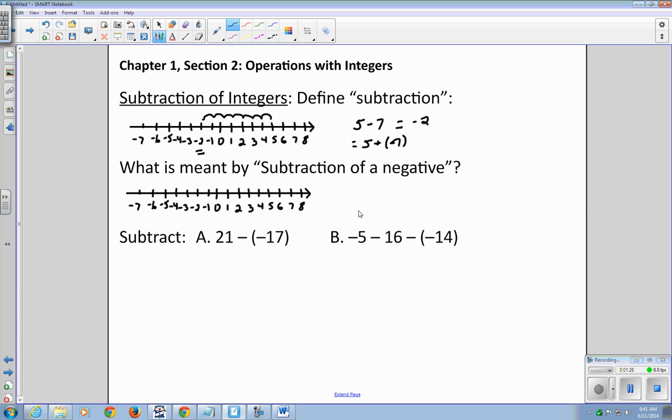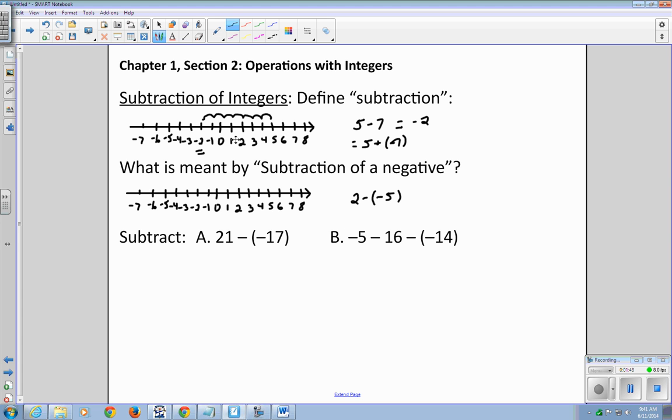Well, what do we mean by subtraction of a negative? Well, if we take a subtraction of a negative number, that means that we're taking one number and we're taking away from it the negative of a number. So let's say I'm going to take 2 minus -5. Well, how should I treat that one?